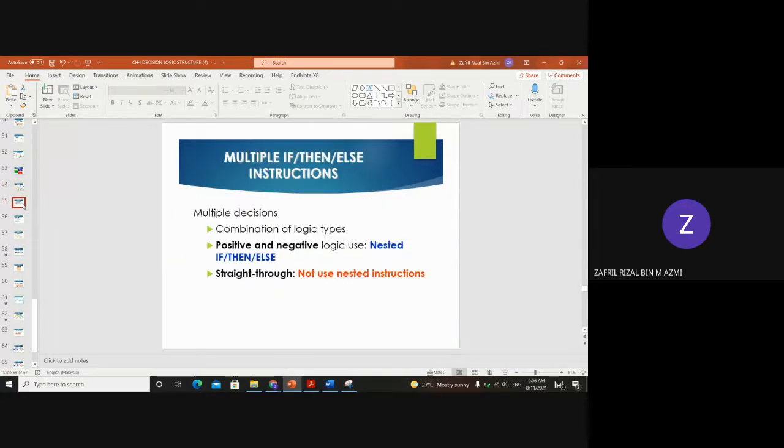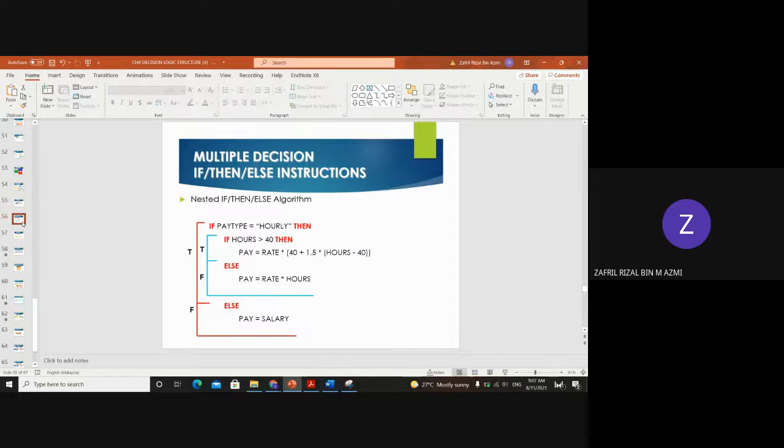Okay, so next we move on to the nested. This is of course multiple, but specifically it is the nested if then else statement. Why do we say nested? Because in our design, sometimes we need to put a decision within a decision.